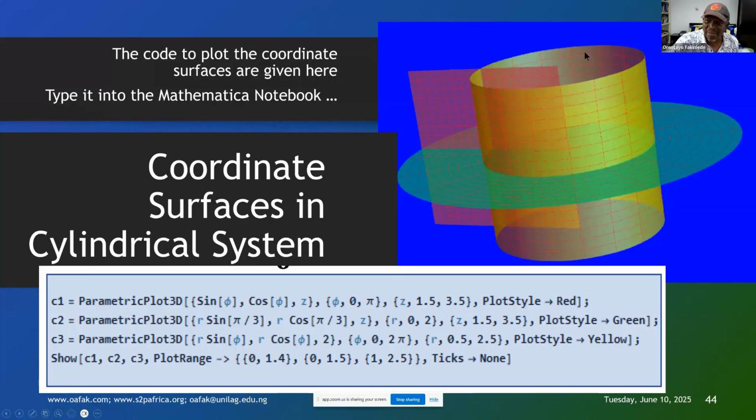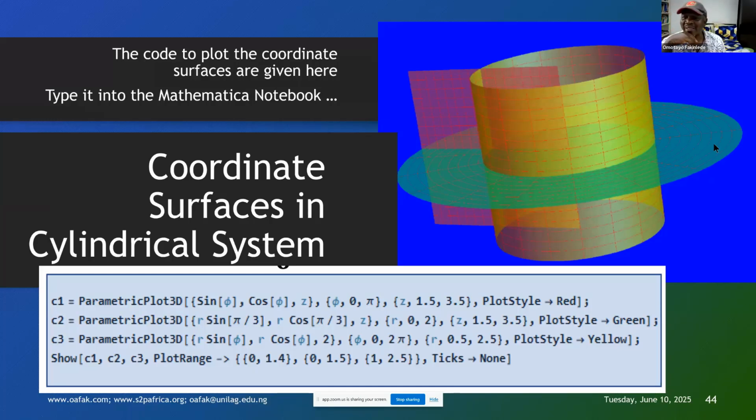These are the coordinate planes. The R plane is this. When R is constant, you have a cylinder like this. When theta is constant, you have a plane that is cutting it. And when Z is constant, you have a base plane that is slicing it. You will see that where those three meet is always at right angles.